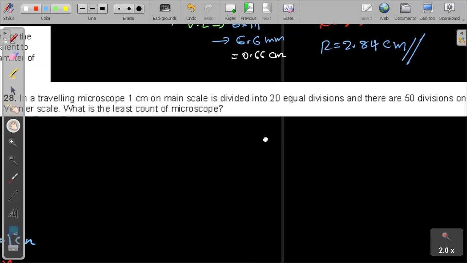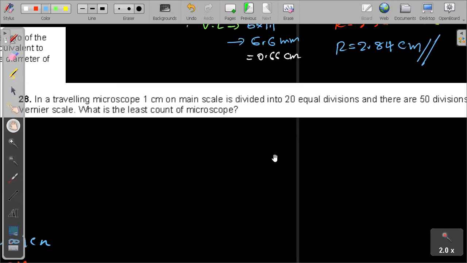Now, in a traveling microscope, 1 centimeter of the main scale is divided into 20 equal divisions, and there is the vernier scale. I told you there is a simple way of getting the least count: x in the main scale divided by n number of parts in the vernier scale. This is also the principle used in the micrometer screw gauge.